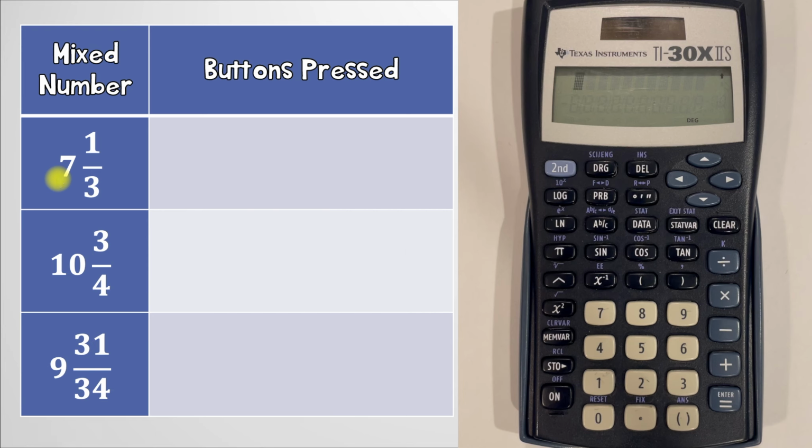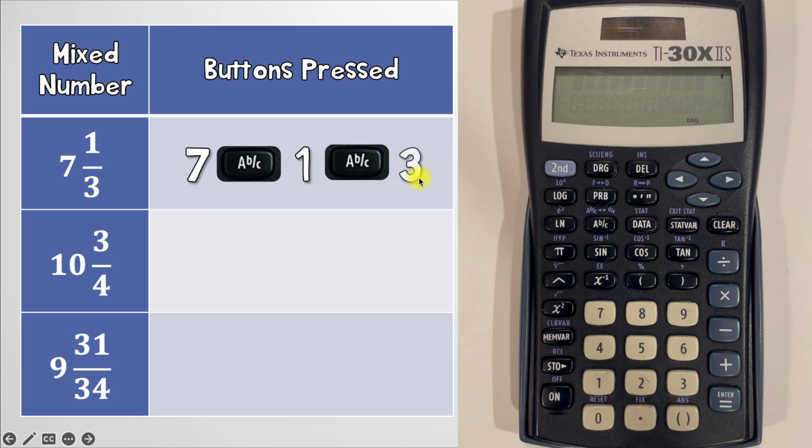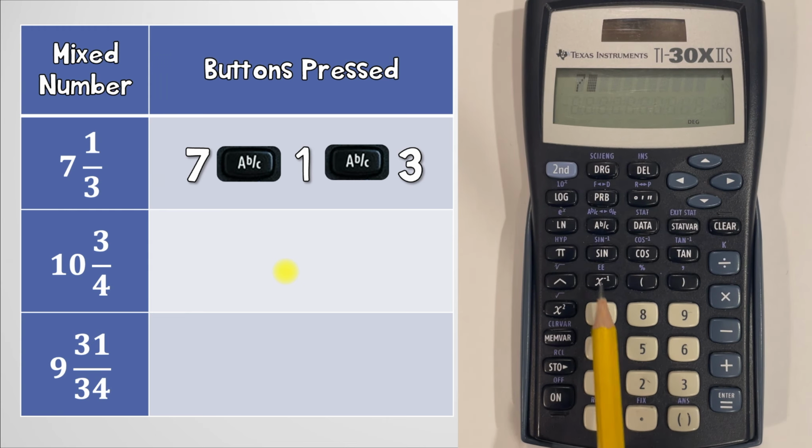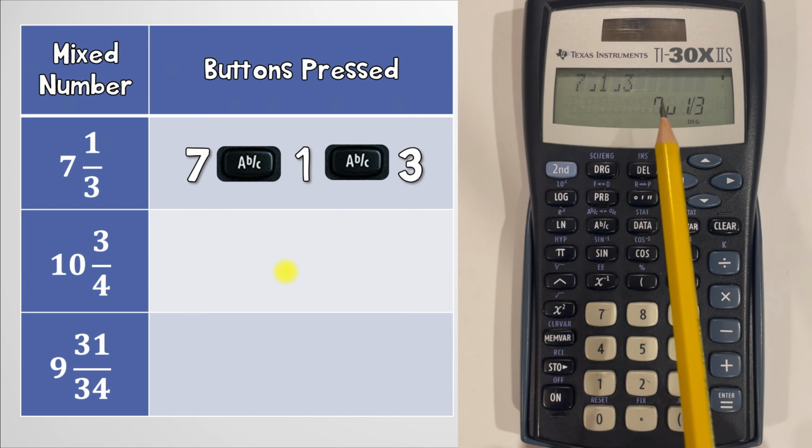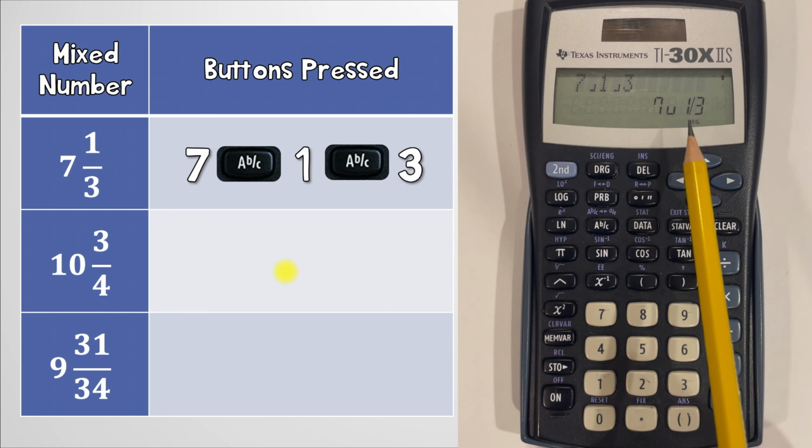Okay, so for these three examples, what buttons did you press? Well, our whole number is 7, so we'll enter 7. Then we'll hit ABC, then 1, because that's our numerator, ABC again, and then 3, because that's our denominator. So let's show that in the calculator. 7, ABC 1, ABC 3. And that equals 7 and 1 over 3. Or 7 whole units and 1/3 of a unit.